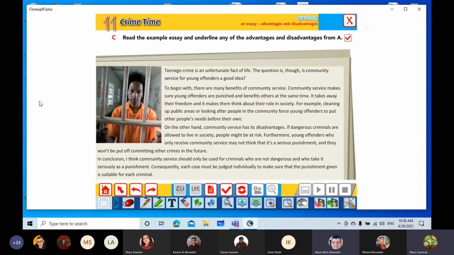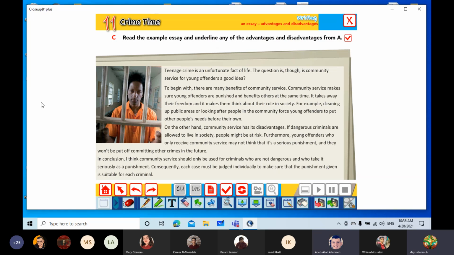Teenage crime is an unfortunate fact of life. The question is, though, is community service for young offenders a good idea? To begin with, there are many benefits of community service. Community service makes sure young offenders are punished and benefits others at the same time. It takes away their freedom and it makes them think about their role in society. For example, cleaning up public areas or looking after people in the community force young offenders to put other people's needs before their own.